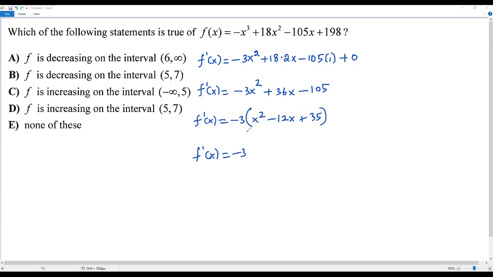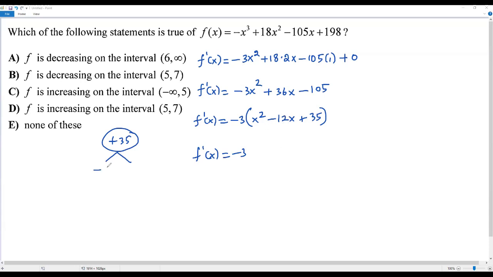So whenever I want to factor a quadratic expression in the form ax² + bx + c, I have to multiply the constant term, positive 35 here, by the coefficient of x². Here the coefficient of x² is 1, so 1 times positive 35 is positive 35. Now I have to get two factors of positive 35 so that the sum of the two factors equals the coefficient of x, that is negative 12 in this case.